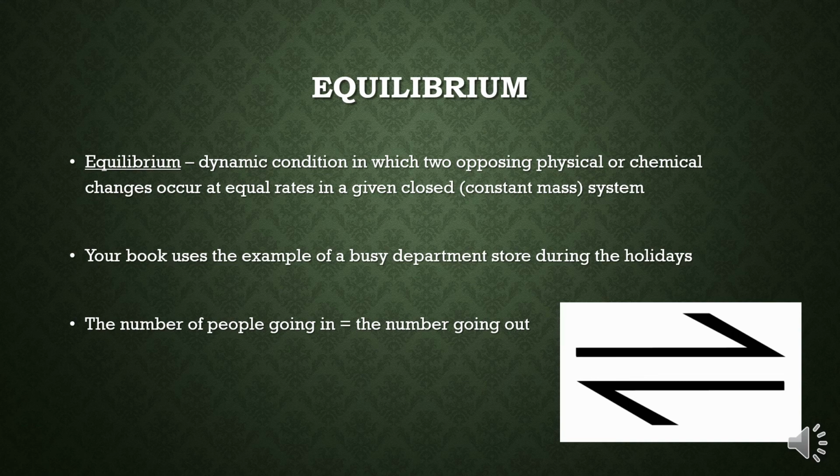Equilibrium. This is a dynamic condition in which two opposing physical or chemical changes, we're going to talk about chemical later, mostly just physical this chapter, occur at equal rates in a given closed system. Closed system means that it has a constant mass. Your book uses the example of a busy department store during the holidays. The number of people going in equals the number of people going out. There's always about the same amount of people in the store as outside of it.